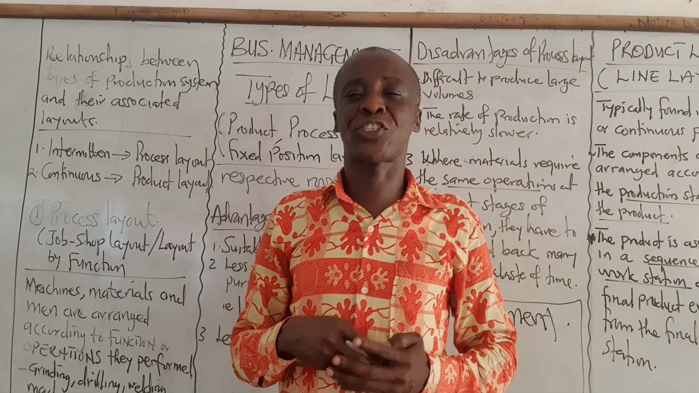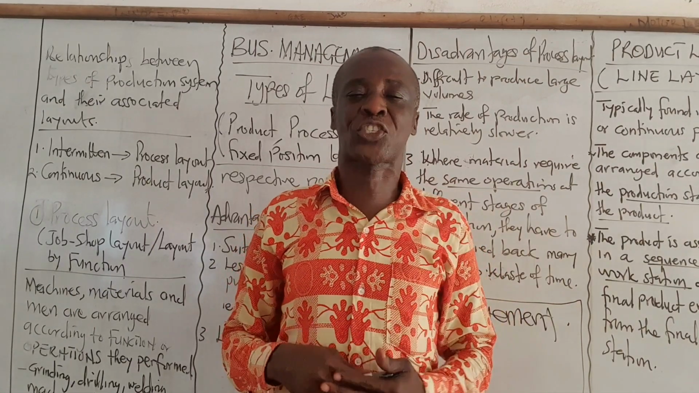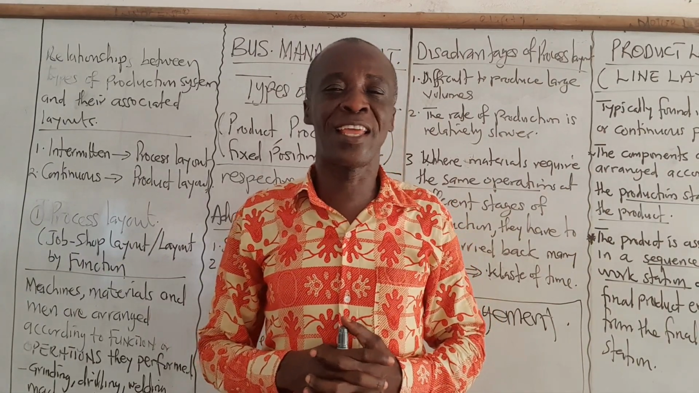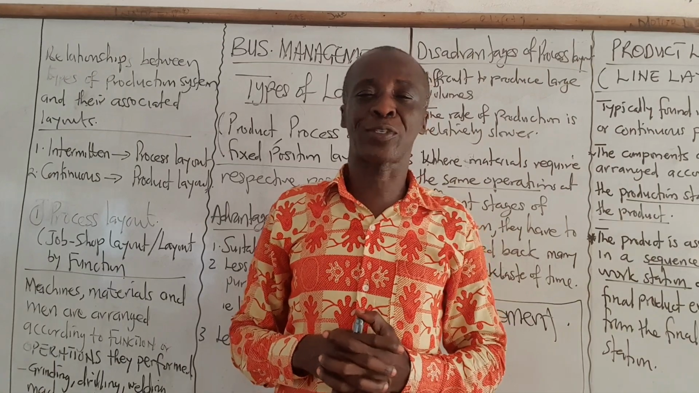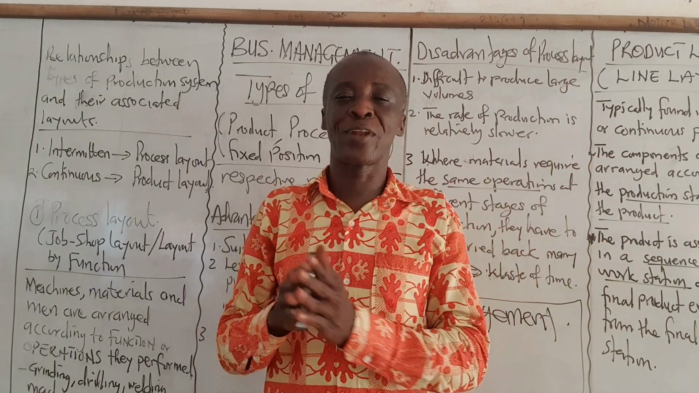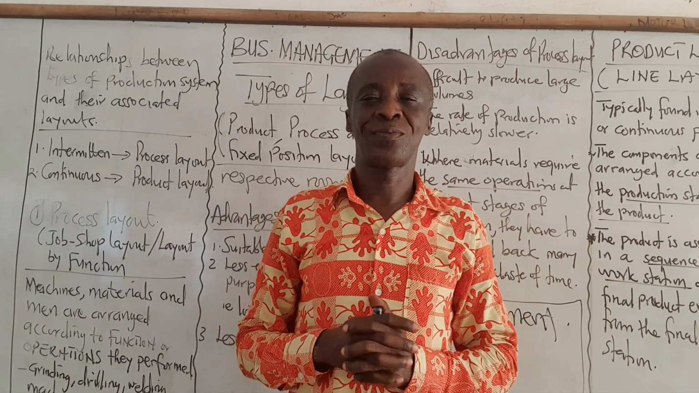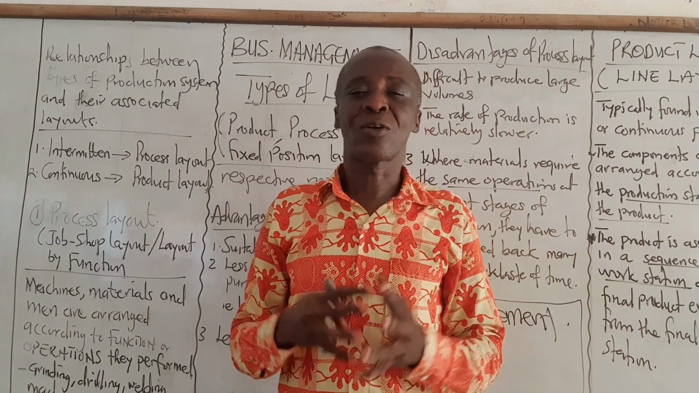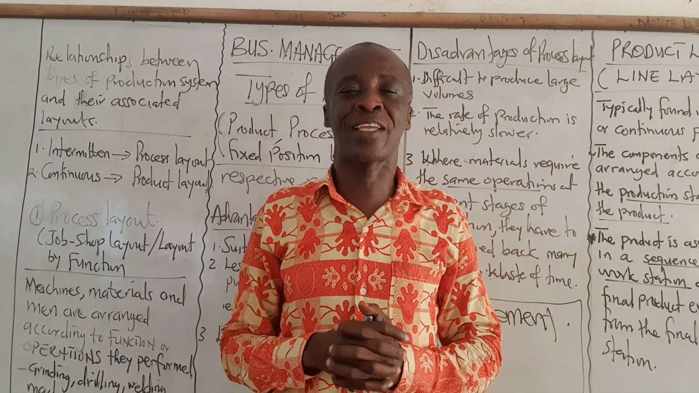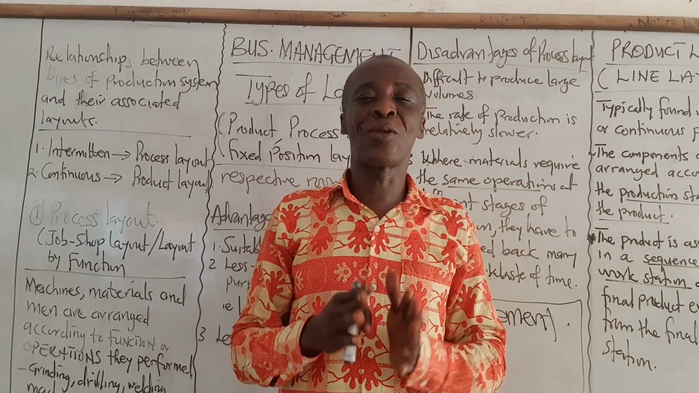Now, what is the relationship? If you are using the intermittent production system, that one is associated with a layout we call the process layout. So the intermittent production system is associated with process layout. Then the continuous production system is associated with the layout we call product layout. So we are looking at the arrangement.